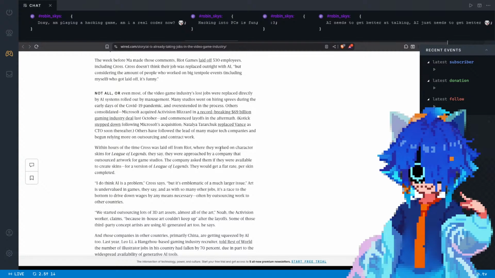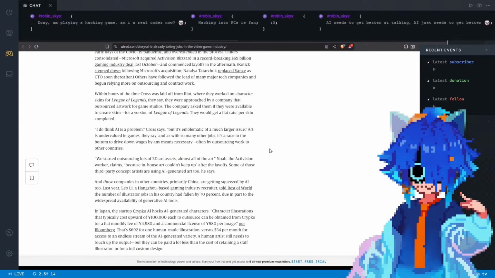Microsoft acquired Activision Blizzard in a record-breaking $69 billion gaming industry deal last October and commenced layoffs in the aftermath. Kotick stepped down following the Microsoft acquisition. Natalie Turchak replaced Vance as CTO soon after. Others have followed the lead of many major tech companies and begun relying more on outsourcing and contract work.